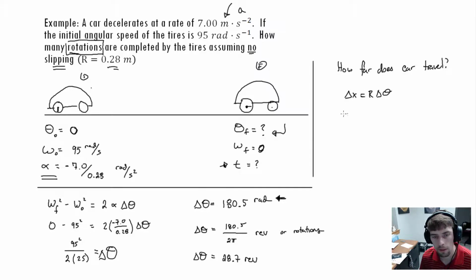So for example, you could say, well, okay, that means my distance is equal to 0.28 times 180.5. Uh, 0.28, there we go. What I get is delta x is equal to 50.5 meters.